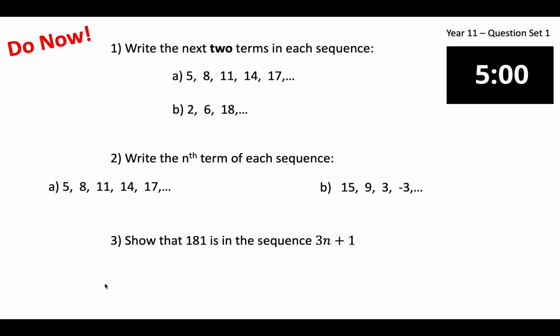Put some working out down. Don't just write a number, put the actual working out down and just have a go. And if you get it wrong, you get it wrong. Just make sure you listen to my explanation afterwards. You've got 5 minutes and that time starts now.